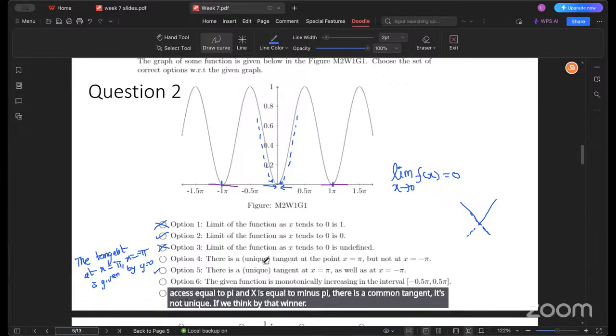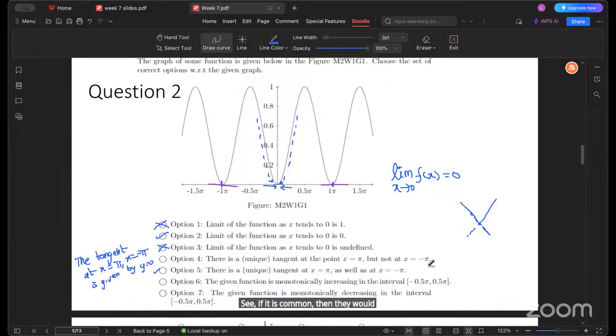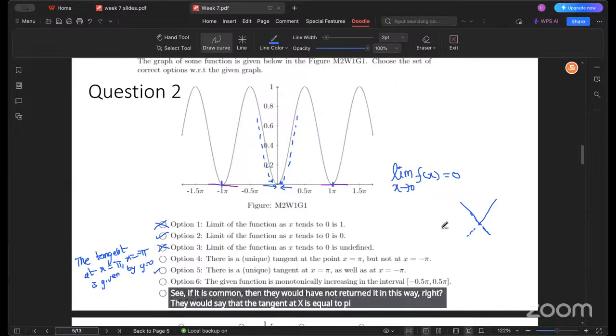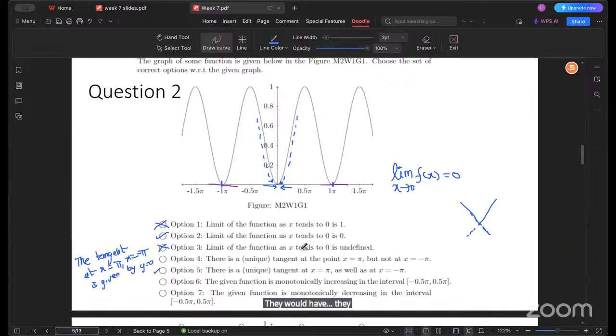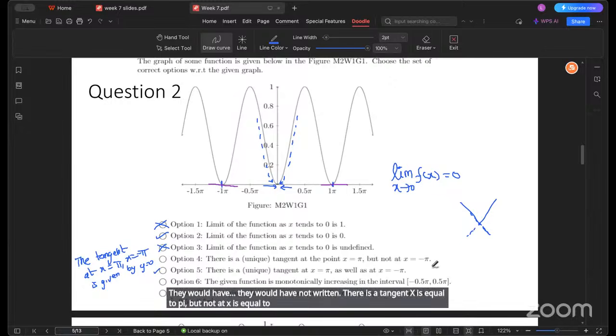See, if it is common, then they would not have written it in this way, right? They would say that the tangents at x is equal to pi and x is equal to minus pi are not the same. They would not have written there is a tangent at x is equal to pi, but not at x is equal to minus pi. This is not the way you write for a common tangent. So I will say option 5 is correct.